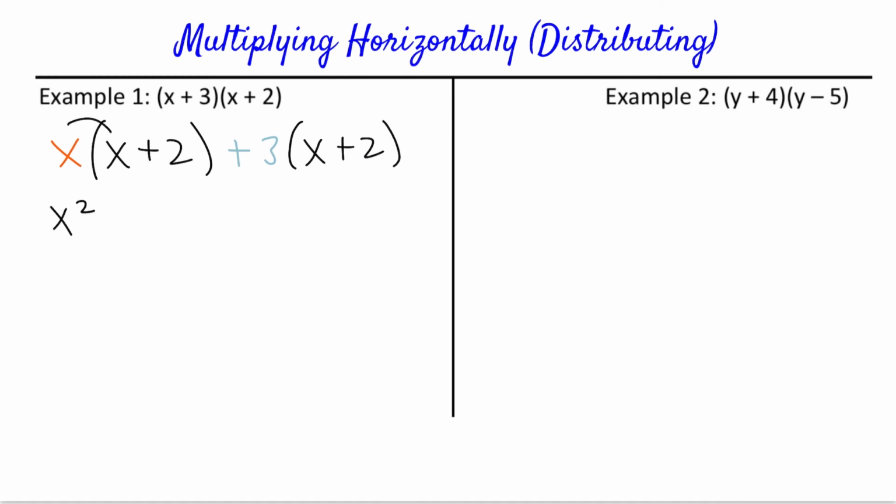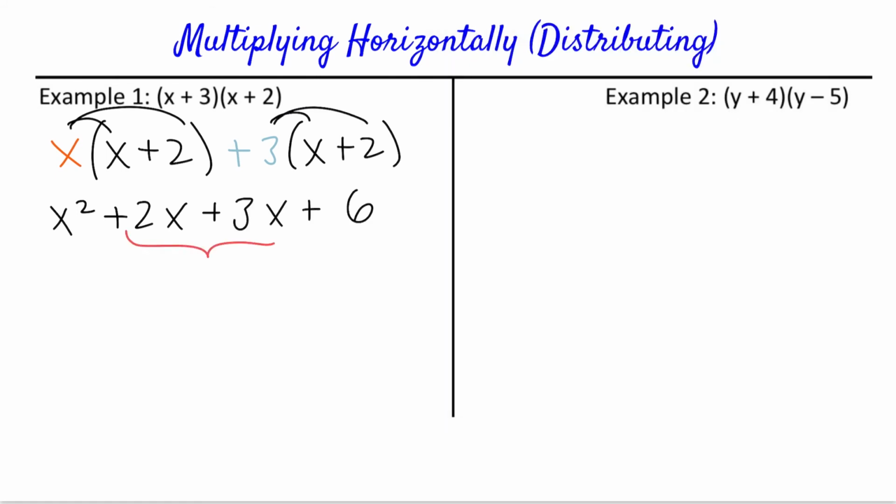Using my distributive property, I then get this next row. After that, I have to be sure to combine like terms, so then 2x plus 3x is going to simplify just to be 5x. So my final answer should be x squared plus 5x plus 6.